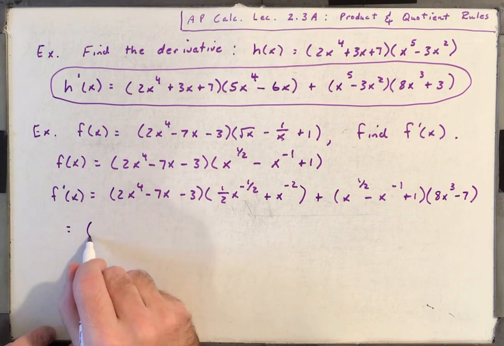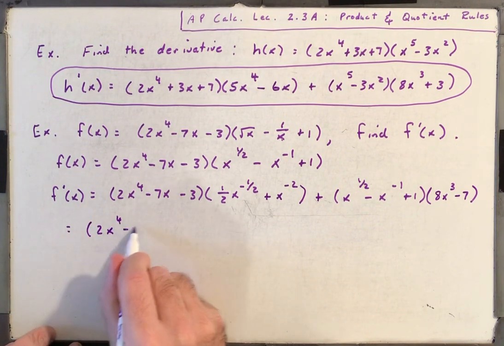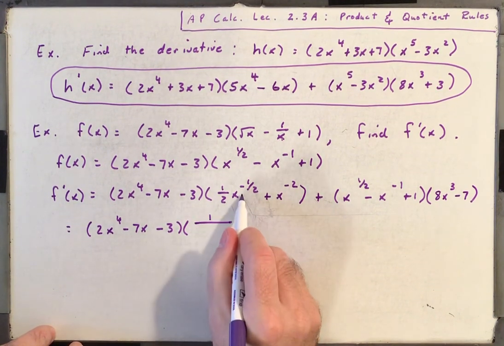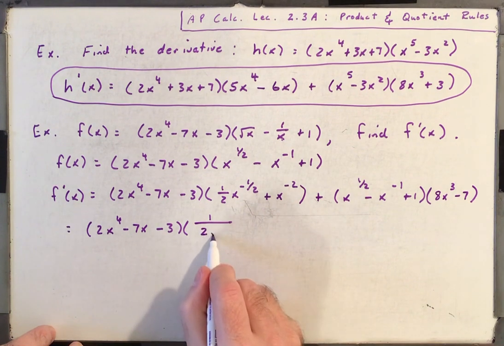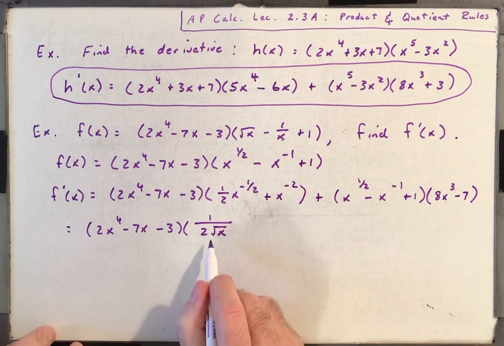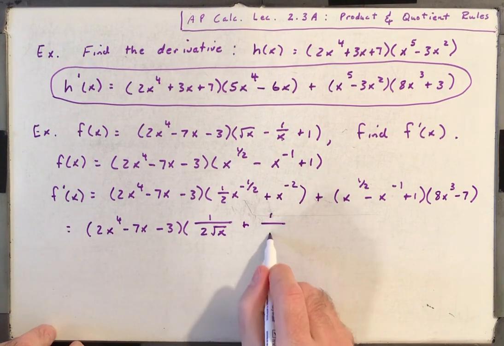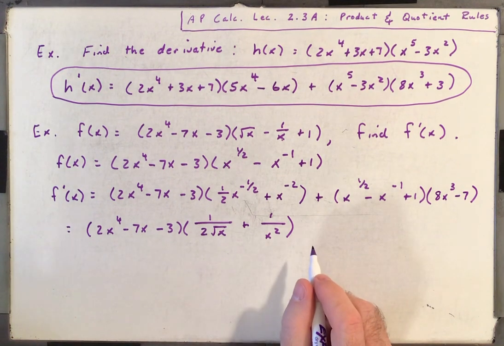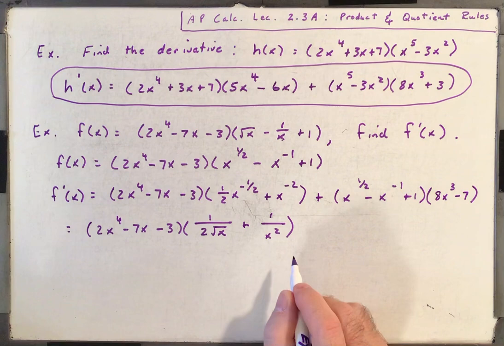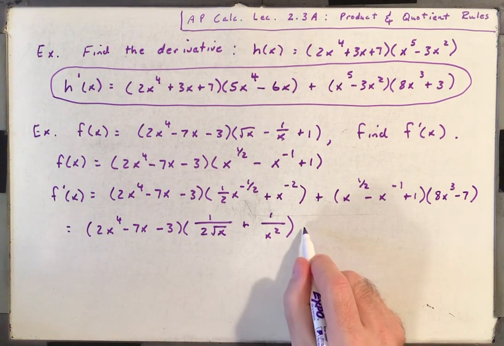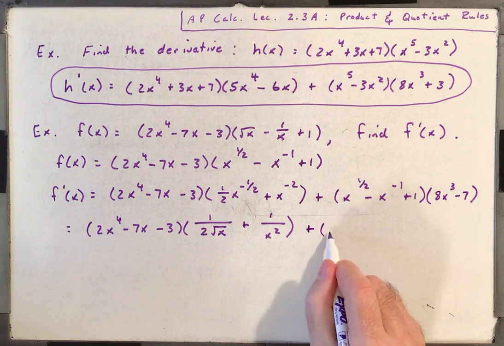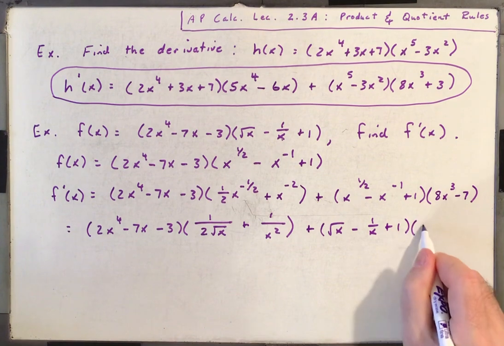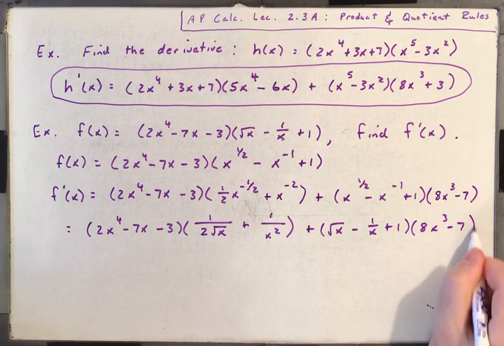So the answer I would like you to report is 2x to the fourth minus 7x minus 3 times 1 over this x to the negative 1/2, bring it downstairs. Let's go ahead and put the radical back in. 1 over 2 root x plus 1 over x squared, and then plus, I need to check something real quick, plus root x minus 1 over x plus 1 times 8x cubed minus 7.